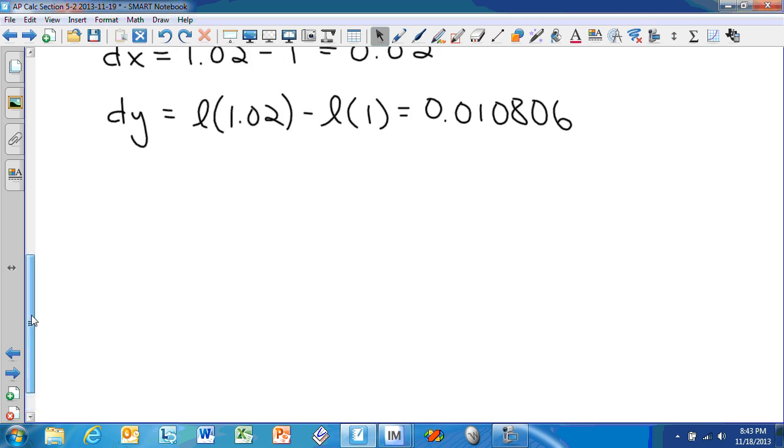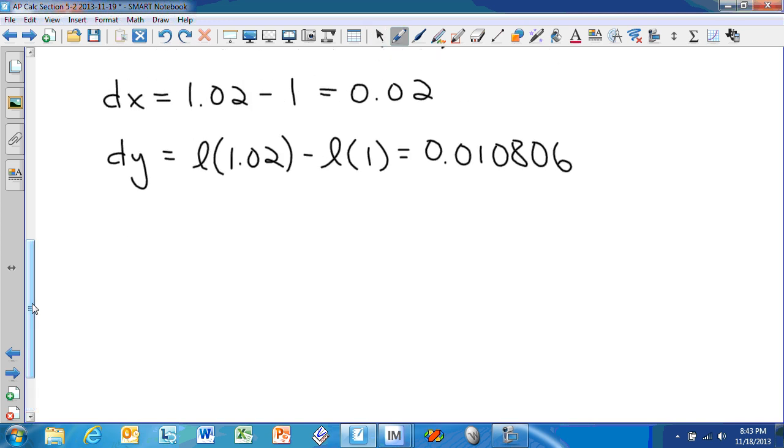And then the next value they want me to calculate is delta x. So delta x, again, is the same as dx. So actually, I can just write that down. But remember, it's the change in the x values on our original function. So that's the 1.02 minus 1. That's why we get the same result for both dx and delta x, because they're the same calculation.